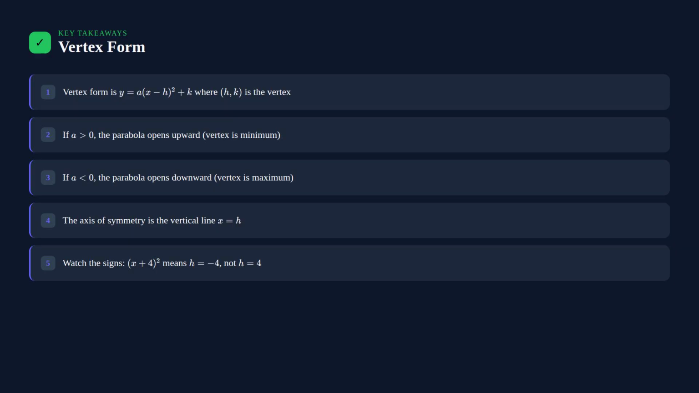First, vertex form is y = a(x - h)² + k, where (h, k) is the vertex. Second, if a is greater than 0, the parabola opens upward, and the vertex is the minimum. Third, if a is less than 0, the parabola opens downward, and the vertex is the maximum. Point 4: the axis of symmetry is the vertical line x = h. Point 5: watch the signs. (x + 4)² means h = -4, not h = 4.